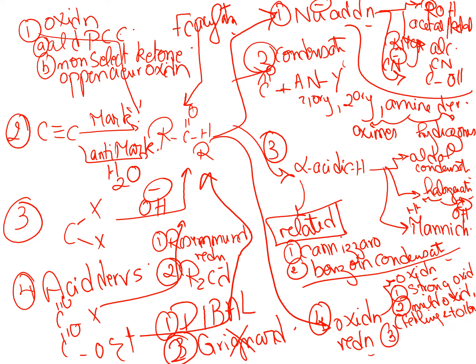And we have the famous Baeyer-Villiger. Meerwein-Ponndorf-Verley is a reduction reaction. We have the Baeyer-Villiger oxidation, which is famous for ketones, converting them into esters.